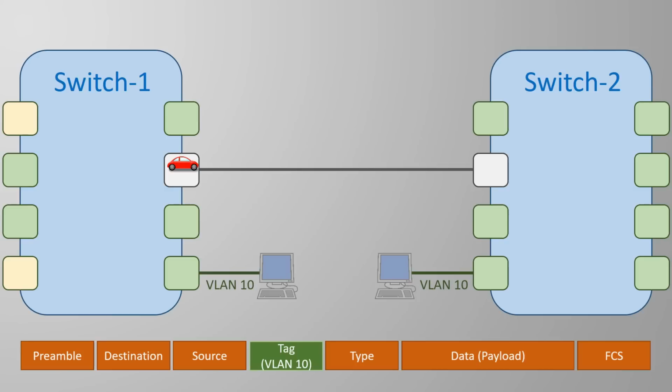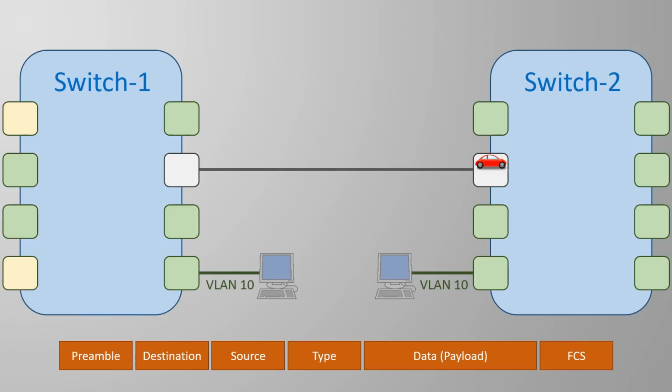When the frame arrives at the destination trunk port, the switch looks at the tag and knows the VLAN that this frame belongs to. It can now strip the tag from the frame and deliver it to the destination workstation. So the workstation will never see the VLAN tag. In fact, it doesn't really even know that it's in a VLAN. And here is a key point for you.